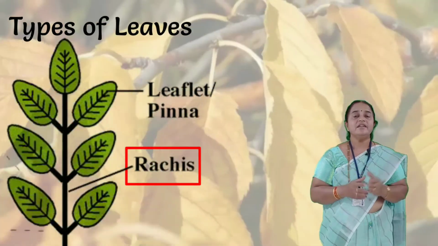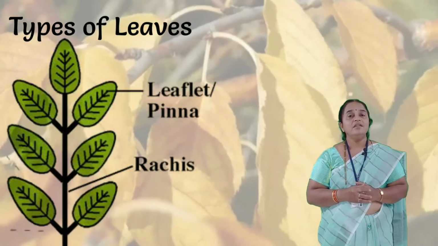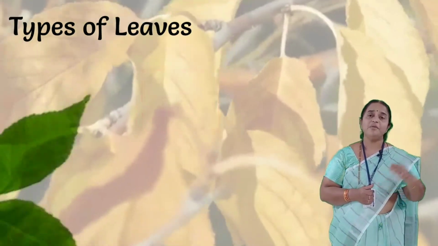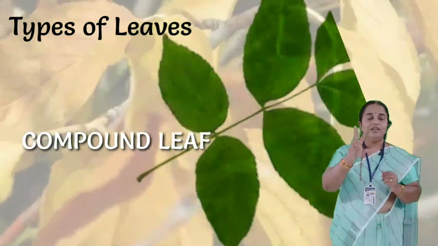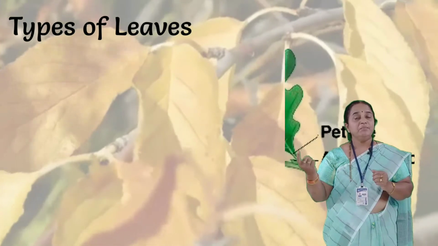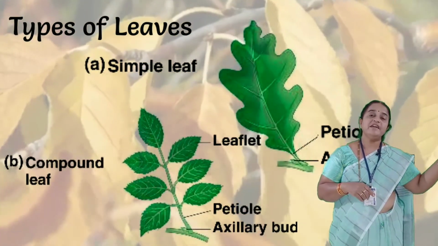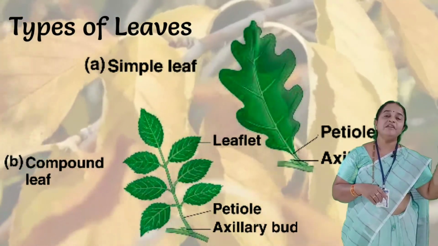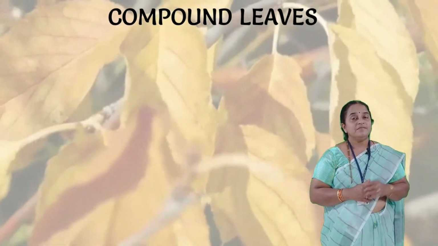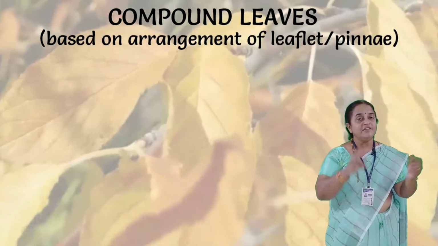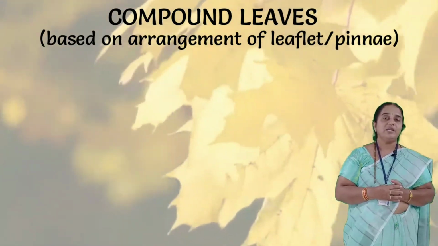And these dissected lamina we call leaflets or pinnae. Then the leaf is said to be compound leaf. So there are 2 types of leaves. Simple leaf having single lamina and compound leaf with dissected leaf lamina into leaflets or pinnae. In compound leaves, based on the arrangement of leaflets or pinnae on the rachis, we classify them into 2 types.